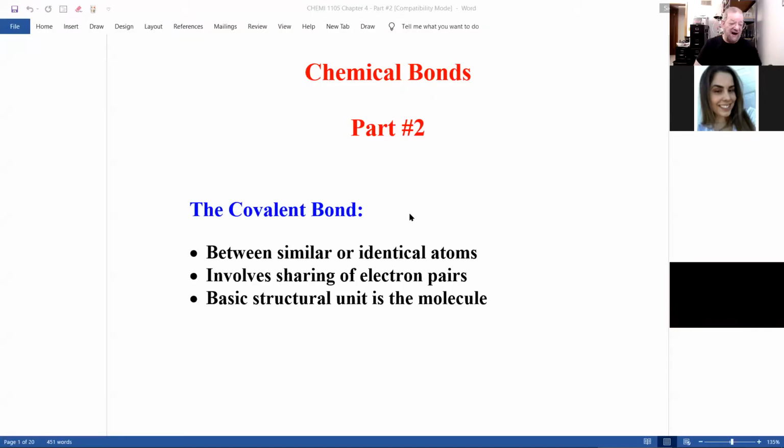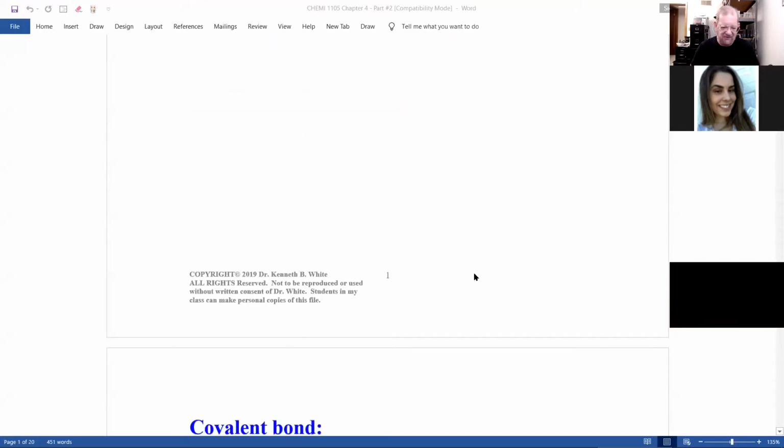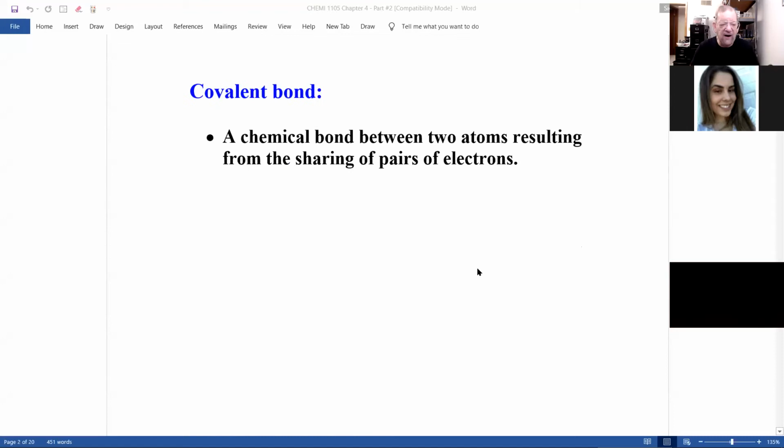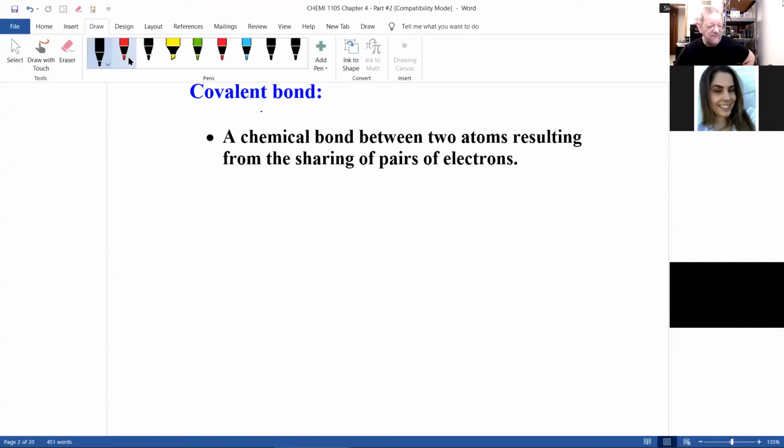So the covalent bond involves, and this I won't ask you, similar identical ions. It can be atoms, it can be other things, but the most important thing is it involves sharing electrons. Now, a basic structural unit is called the molecule. Here's where I differ with some authors. I also call ionic compounds molecules. Now, what is a covalent bond? And you should know, a covalent bond results from the sharing of pairs of electrons.